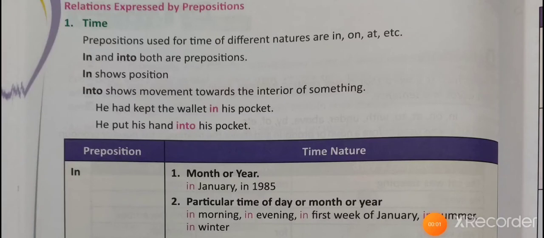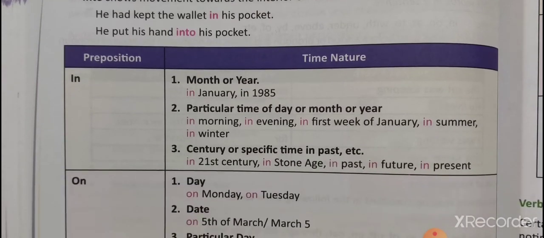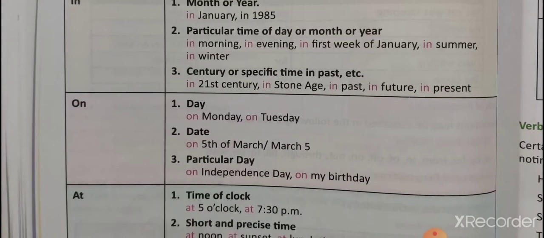Like, we are going to Paris in the month of January. So here in is telling us the time. Whereas into: the cat jumped into the river. So what happened with the cat? The cat went into the river, inside the river. So in is used for month or year, a particular time of the day or month or year, century or a specific time in the past, etc. On is used for day: on Monday, on Tuesday, on 5th of March, on Independence Day, or on my birthday.